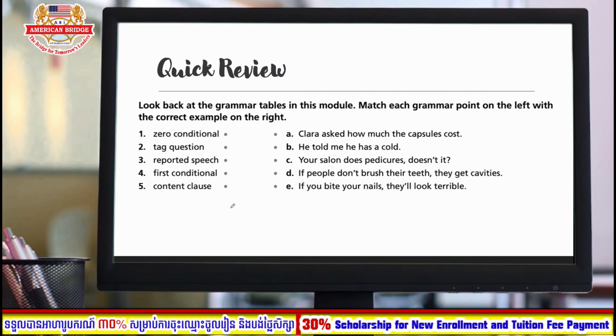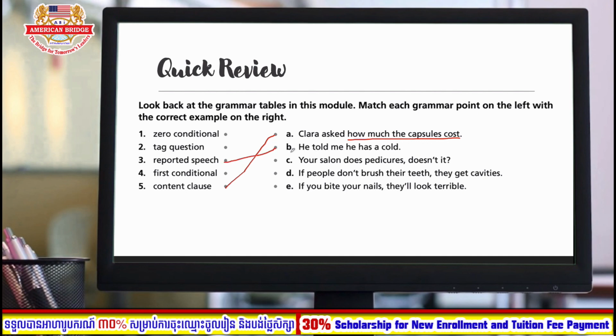Let's find out whether you can identify which sentence is which. Okay, first of all, let's read sentence A. Clara asked how much the capsule costs. Here, if we see this phrase that starts with a question word, the WH question, it must be the content clause. So it's easy to remember and easy to analyze, right? Number two, he told me he had a cold. When you report somebody's speech or report the information, it is reported speech.